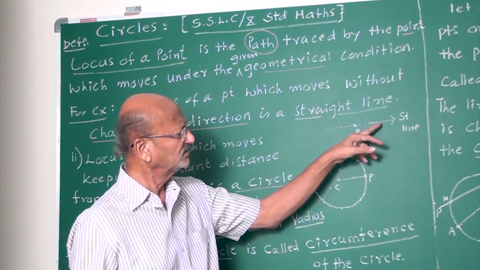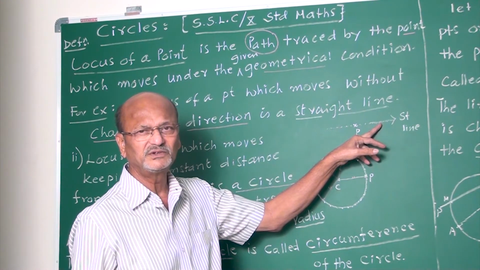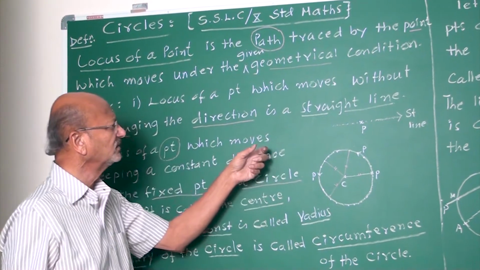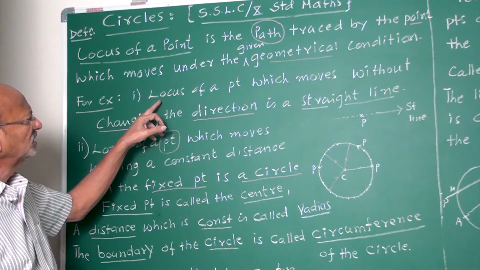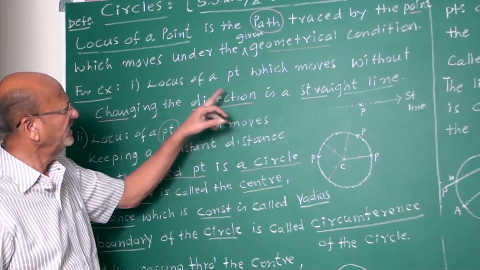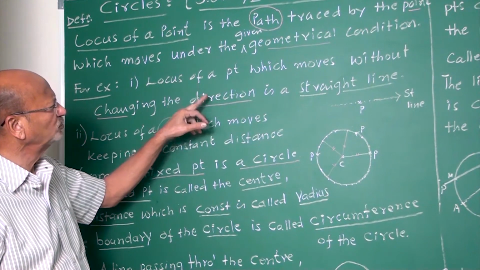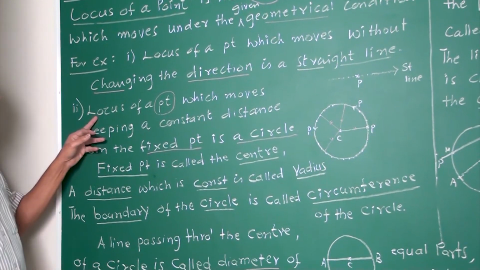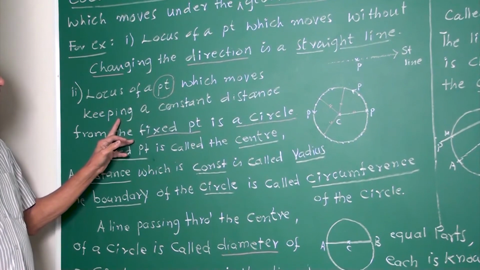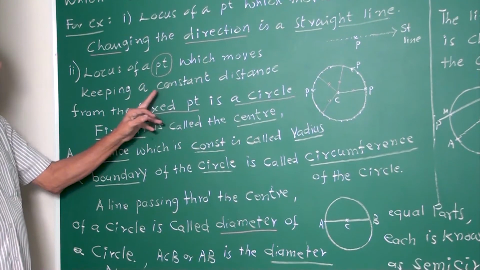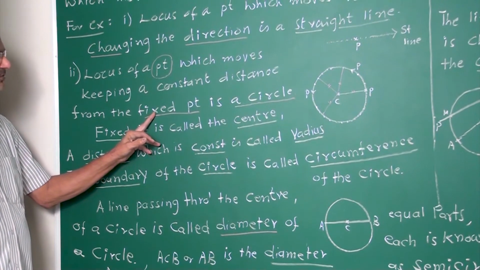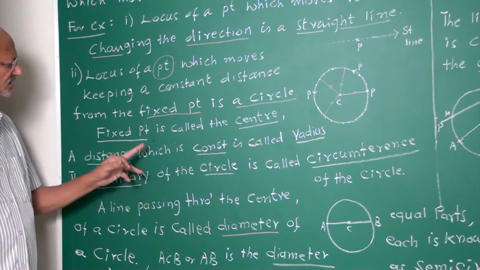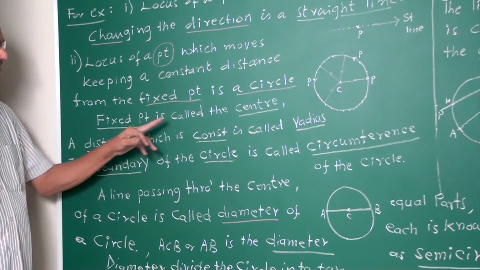Is there thickness about it? It has some breadth. Therefore, this definition is better, making use of the locus. What is a straight line? A straight line is a locus of a point which moves without changing the direction. Then what is a circle? The locus of a point which moves keeping a constant distance from a fixed point. The fixed point is called the center of the circle.